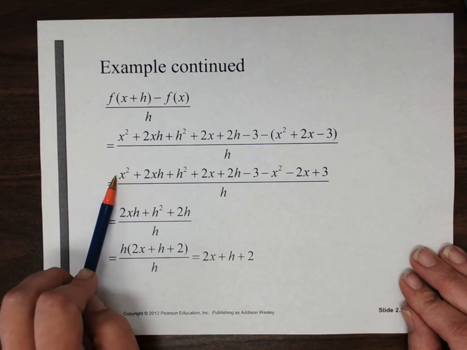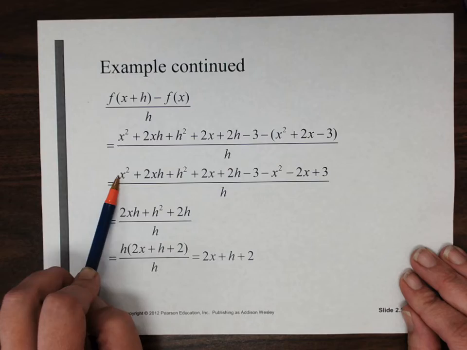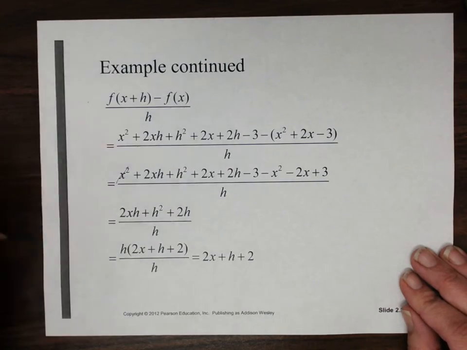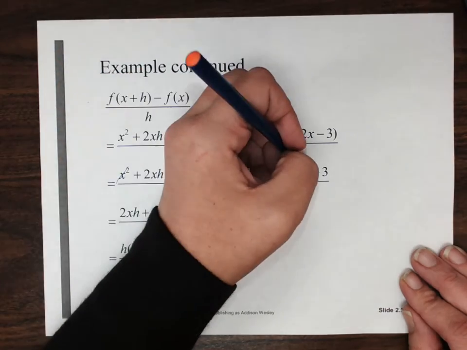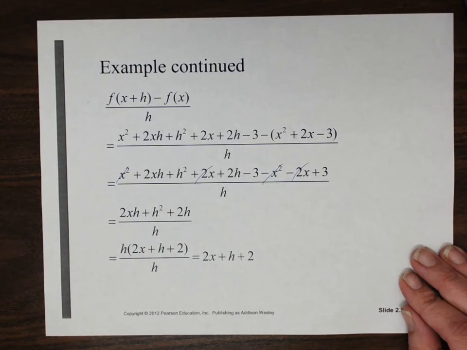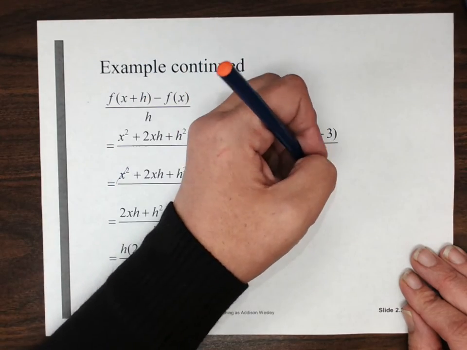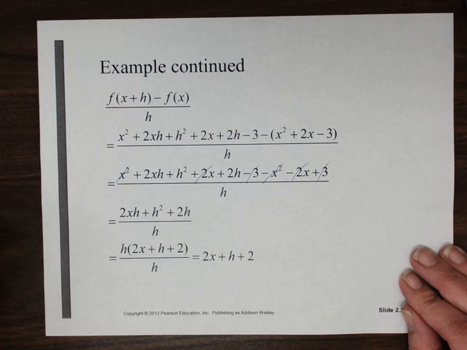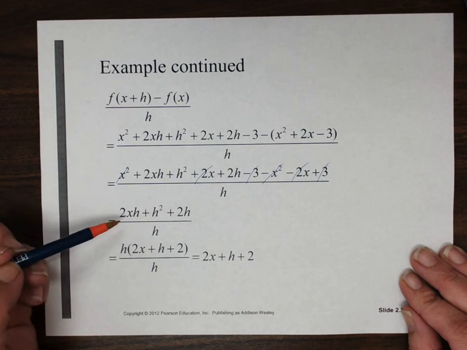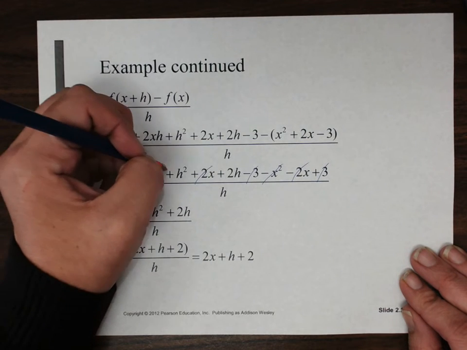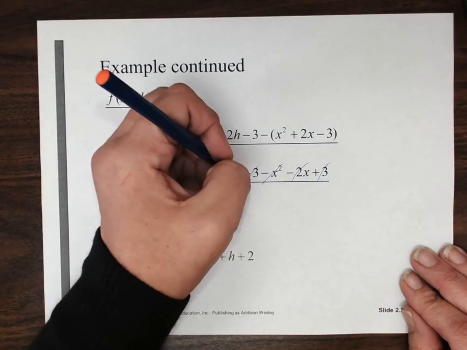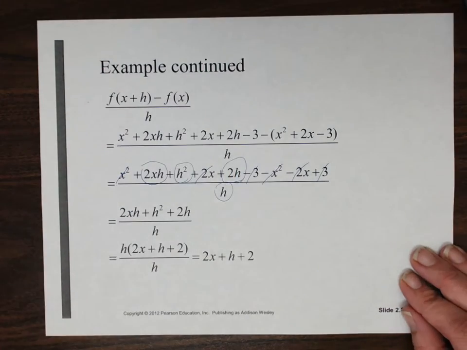Now here they've shown us, right here we've got our distributed negative into these values. And if we notice, we're now going to start getting some opposites, right? I have x squared here and minus x squared, so those can cancel. I have a plus 2x and a minus 2x. Those can cancel. I have a minus 3 and a plus 3. And those can cancel. And now let's look.